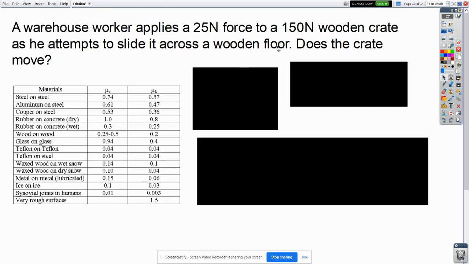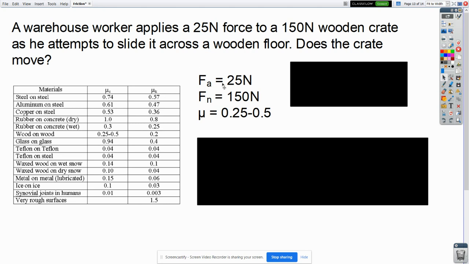Let's take a look at this one. This kind of takes it into the real world scenario and asks it to analyze a situation and predict what's going to happen. A warehouse worker applies a 25 Newton force to a 150 Newton wooden crate as he attempts to slide it across a wooden floor. So it's wood on wood. Does the crate move?